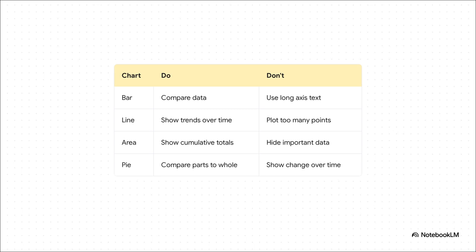Every chart has a job it's good at and a way it can go totally wrong. For instance, a line chart is perfect for a trend, but if you cram way too many data points onto it, it just becomes a chaotic squiggle. And a pie chart? Great for showing your budget split today, but it's a terrible choice for showing how that budget changed over the last 5 years.